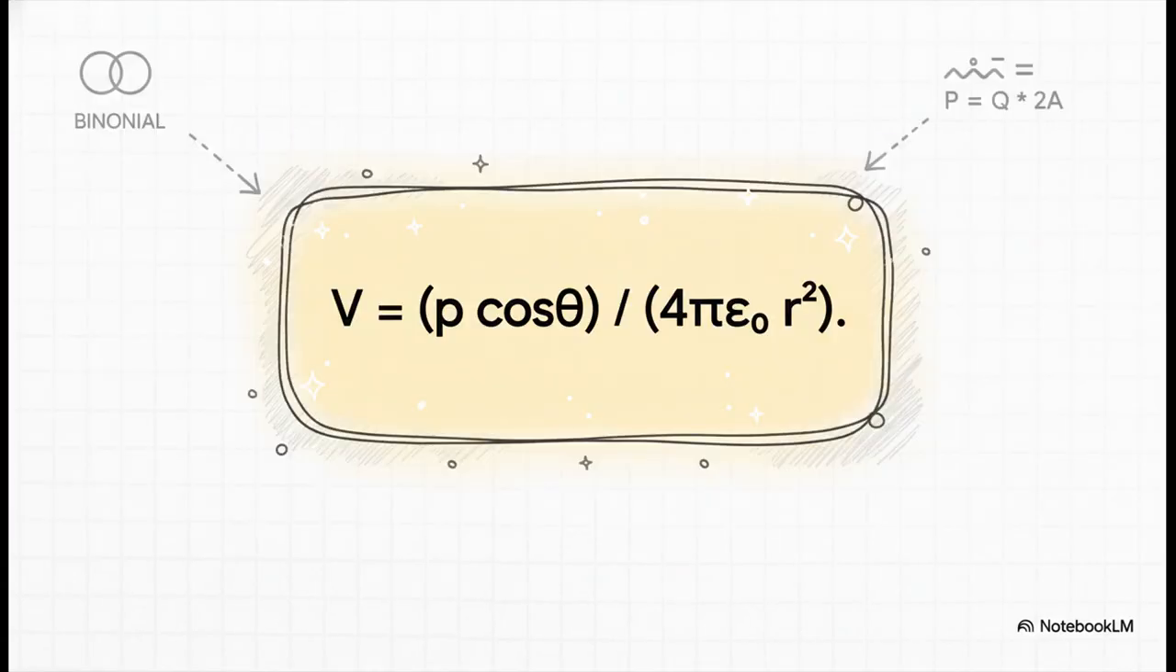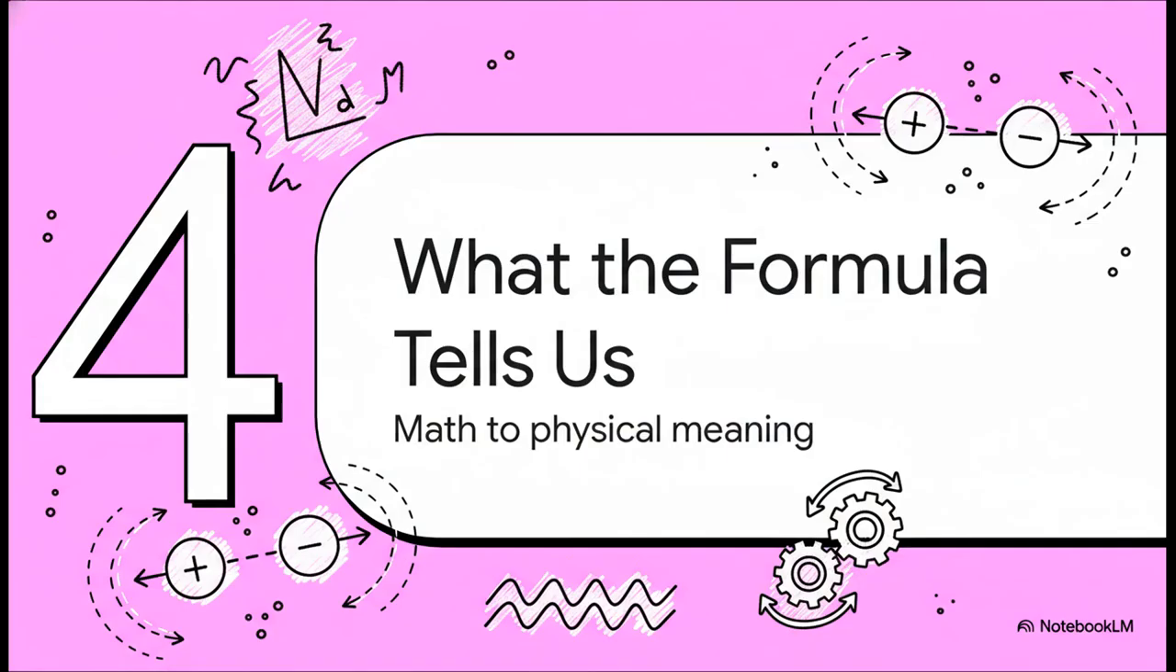And after we plug those simplified terms back into our original potential equation, and we remember that the dipole moment P is just Q times 2A, we get this. This is our aha moment, a beautifully simple and elegant final formula. The potential V is equal to the dipole moment P times the cosine of the angle theta, all divided by 4 pi epsilon naught r squared. So much better.